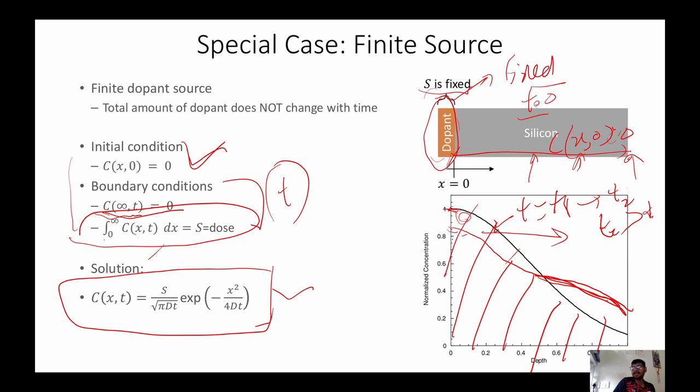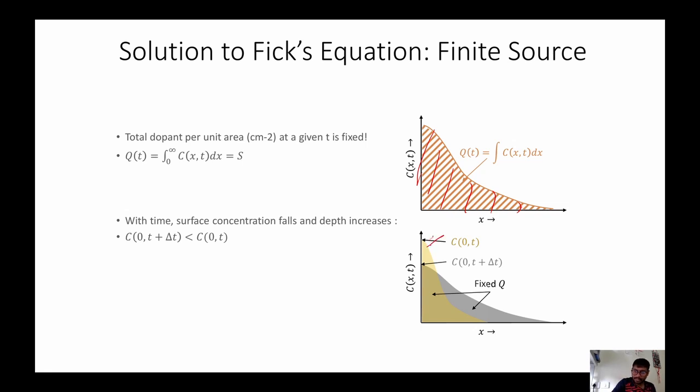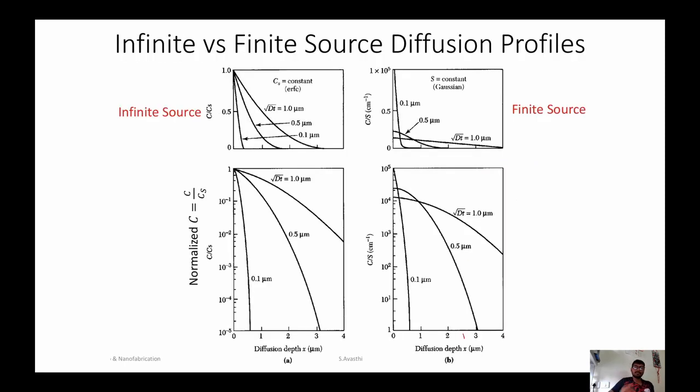But the area under the curve will remain constant. Whatever happens, the area under the yellow curve and the area under the gray curve will be the same, because the dose is the same. Now, this is the infinite source versus the finite source of diffusion.